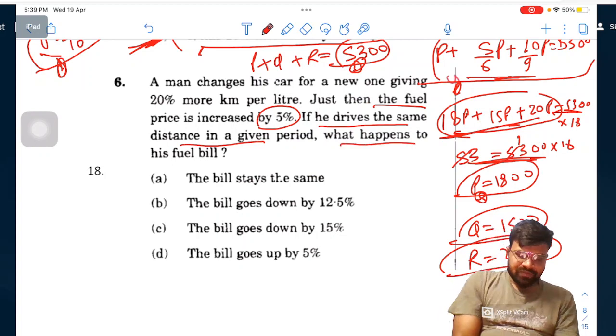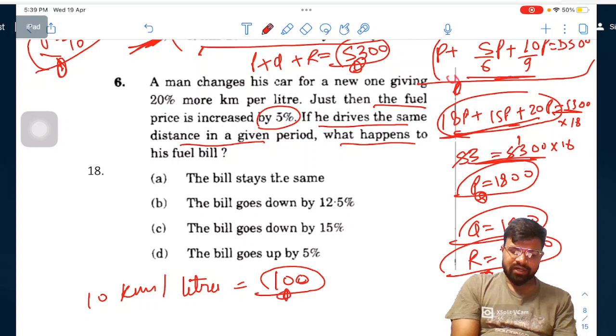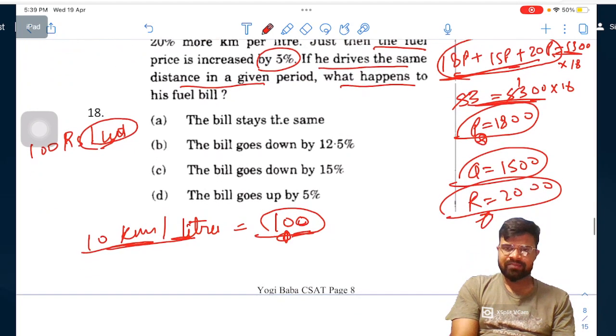Okay, see, earlier the man was going 10 kilometers per liter. Suppose the fuel was 100 rupees per liter, and the average was 10 kilometers per liter. So the bill was 100 rupees. That will be a simple assumption.